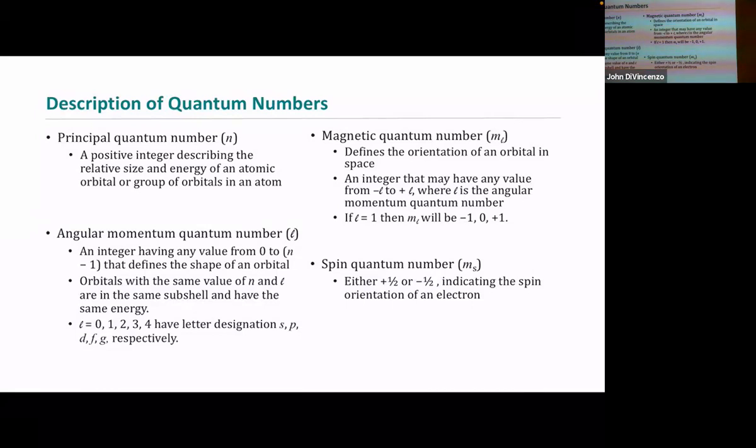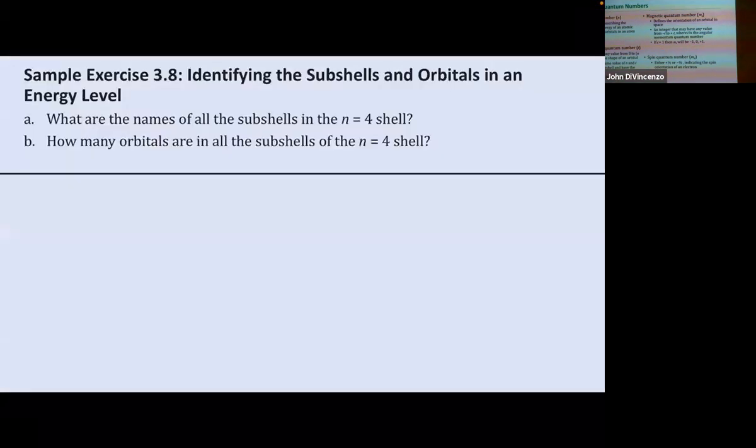Questions? So let's see what this one says. It's from your book. What are the names of all the subshells in N equals 4 shell? We kind of just saw this in the chart, right?